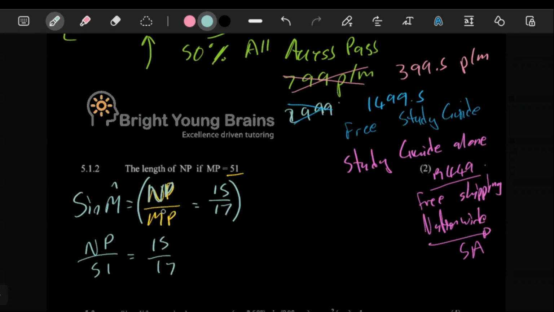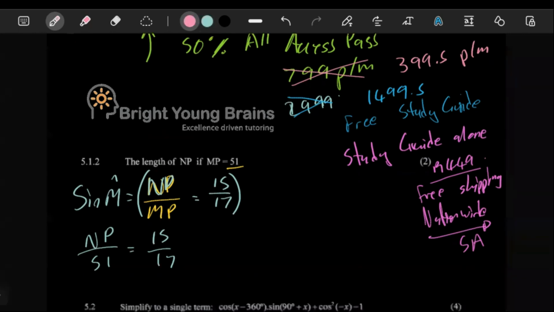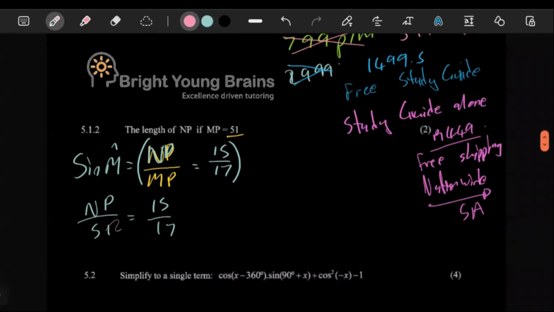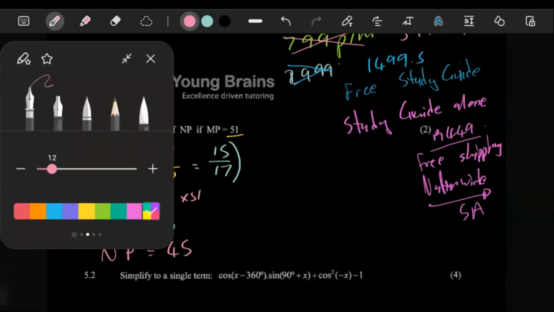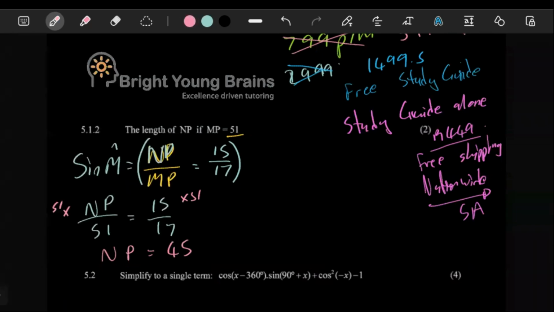So let's just deal with these two on their own, because all three are equal to each other. Here you can multiply both sides by 51, because you're going to have NP is equal to, in your calculator, you're going to get 45. Whew. This question, in the beginning I was like, they're playing games with us. But you know how it is, sometimes you just have to be creative.